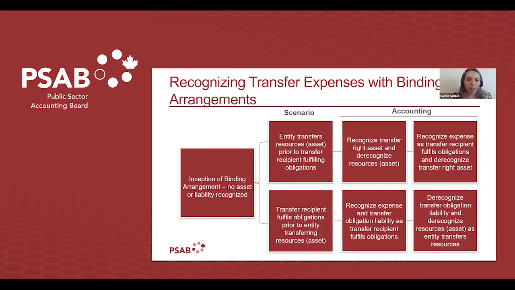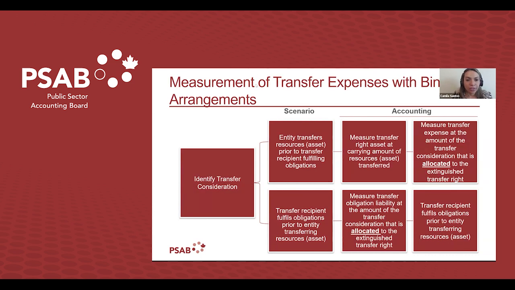After the inception of the binding arrangement, two scenarios can occur. Either the entity transfers resources prior to the transfer recipient starting to fulfill its obligations, or the transfer recipient starts to fulfill its obligation and becomes entitled to receive resources prior to the entity transferring the resources. An entity needs to consider the terms of the binding arrangement to determine the transfer consideration. The transfer consideration is the total carrying amount of the resources which an entity has transferred or is obligated to transfer to the transfer recipient in accordance with the binding arrangement. This includes the effects of variable consideration.